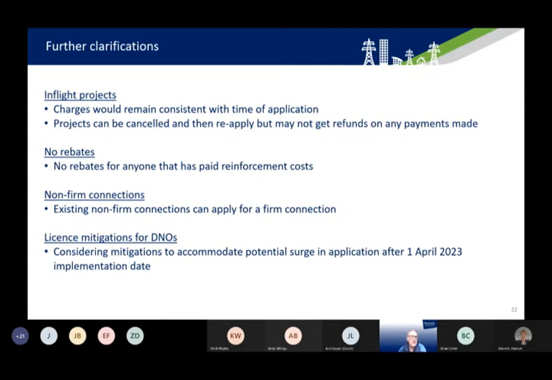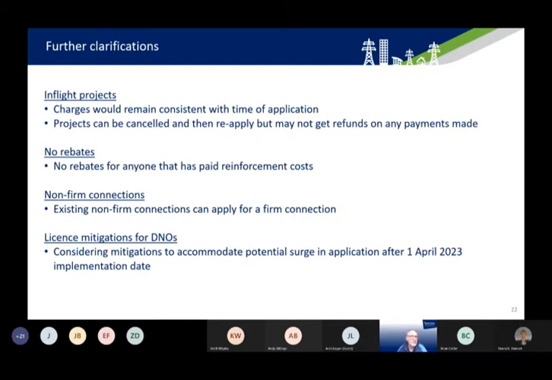So in-flight projects, any project at any stage, will effectively keep the charging regime under which it was quoted. So that means there'd be no automatic cancellation and reapplying. Customers can cancel the project and reapply, and then they will just get a new queue position for that application. But that's what they'll need to balance off, because if there are costs incurred on that project, then they may not get any money back that they've expensed.